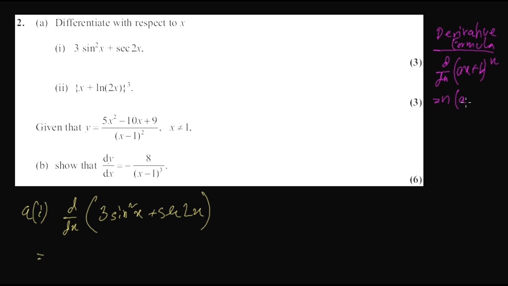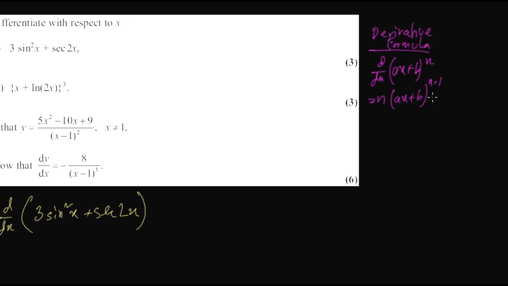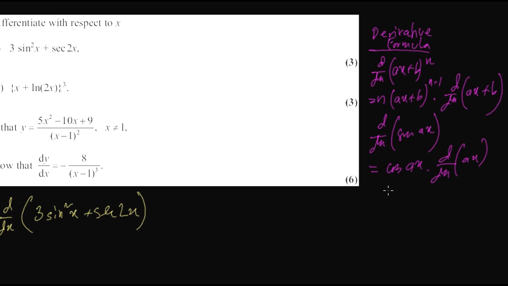So the power comes first, then we write (ax plus b) to the power n minus 1, and then we do the chain rule, d by dx of ax plus b. Then we need to know d by dx of sine theta, let me call it x, which would be cosine theta into the chain rule d by dx of x. And then we need d by dx of sec theta, which is sec theta tan theta, and the chain rule. You don't have to do the chain rule for two angles, you have to do the chain rule for one angle x. So these are the three rules that we need to know for doing this particular sum.